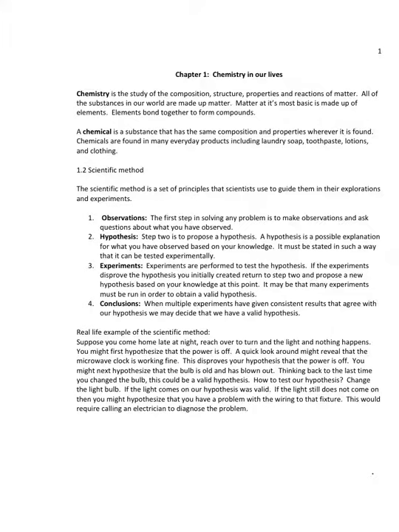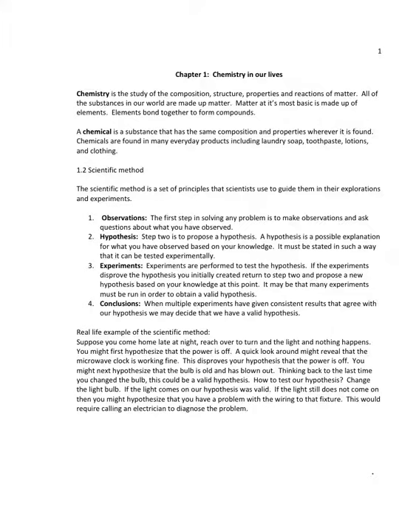The scientific method is a set of principles that scientists use to guide them in their explorations and experiments. There are 4 steps to the scientific method. The first is an observation. The first step in solving any problem is to make an observation and ask questions about what you observed.